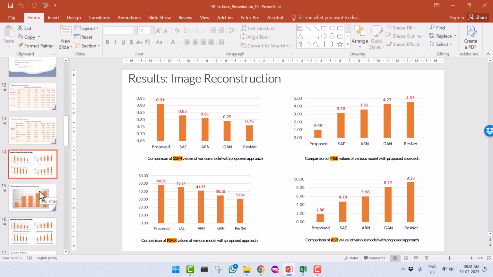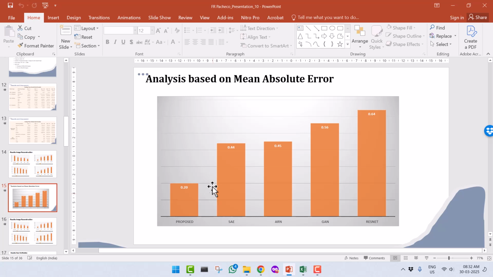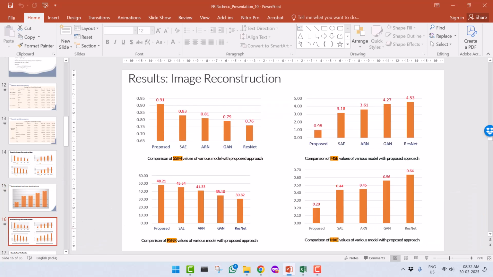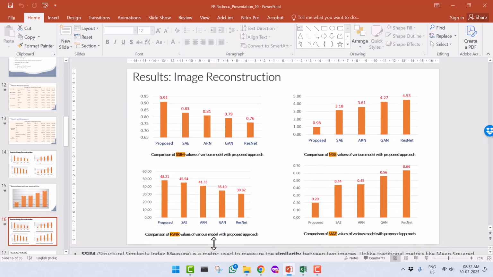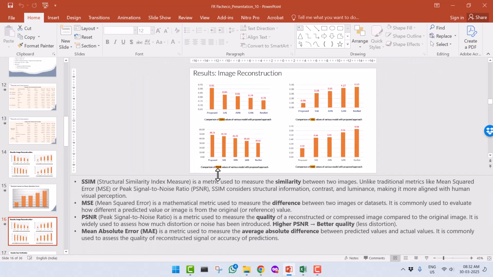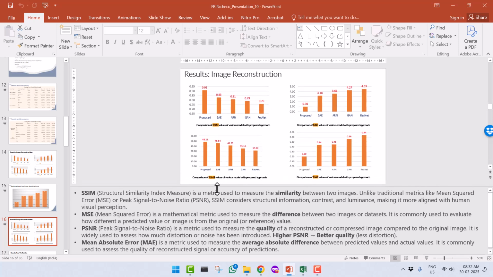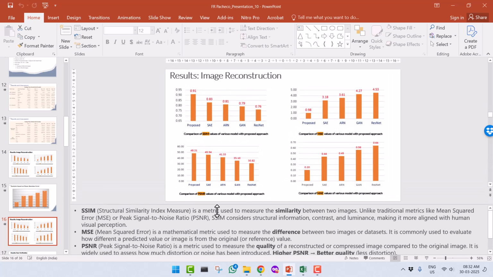So what I did is I have modified this slide, and this portion I have pushed onto the previous slide, and now we have SSIM, MSE, PSNR and MAE only. So we will be discussing these four parameters. And for your easy understanding, I have added the explanation as well. So you can discuss this while you present the results.